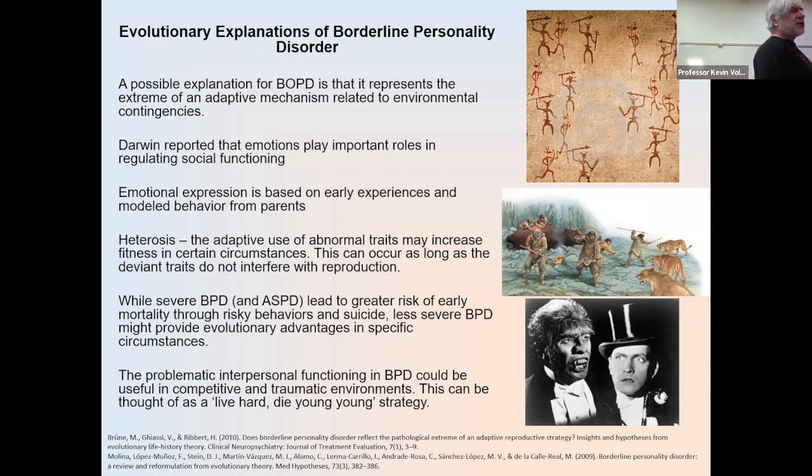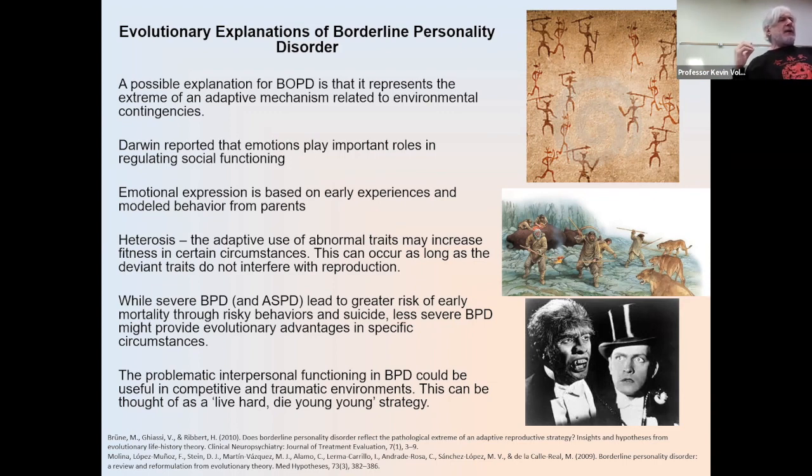And emotional expression is based on early experience and modeled from parents. And this is a new word for you, heterosis, which means the adaptive use of abnormal traits. That's a good word to be thinking about. And this may increase fitness, genetic fitness, in certain circumstances. This can occur as long as the deviant traits do not interfere with reproduction.